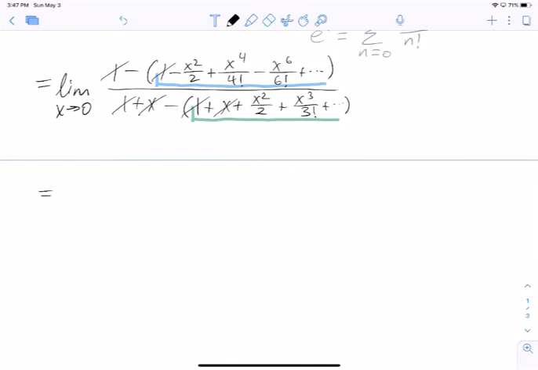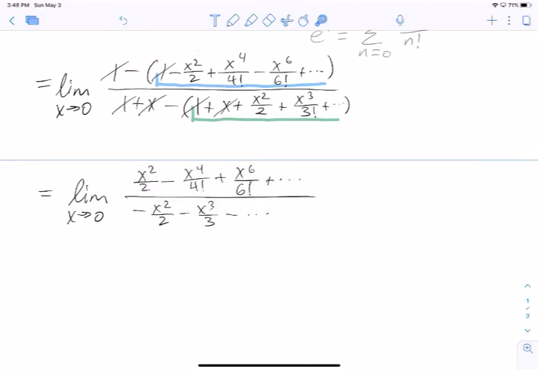What we are left with, after distributing the negative in both the numerator and denominator, is the limit as x approaches 0 of x squared over 2 minus x to the 4th over 4 factorial plus x to the 6th over 6 factorial and so on, over negative x squared over 2 minus x cubed over 3 and so on.